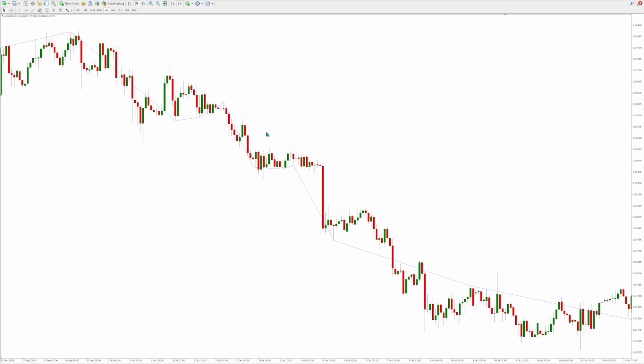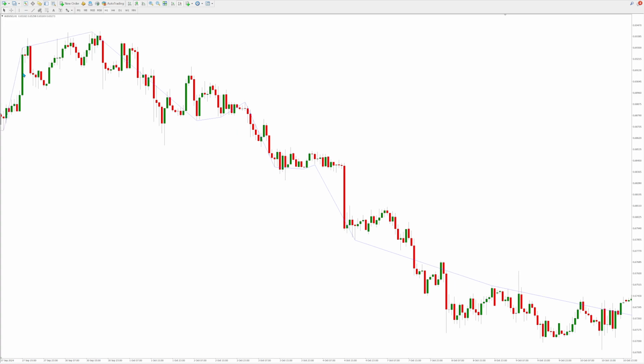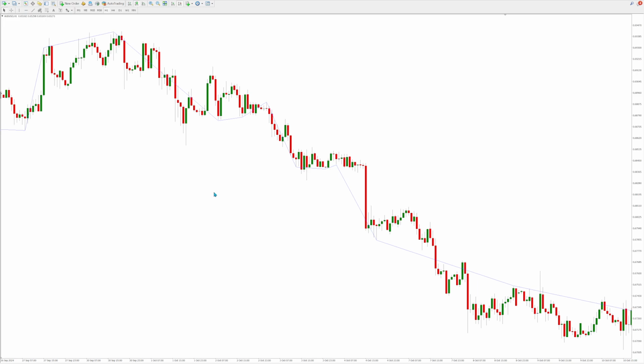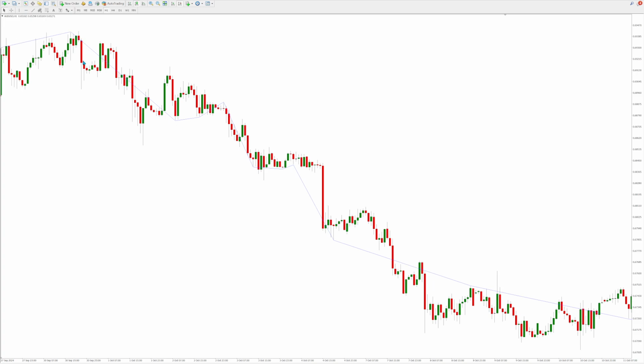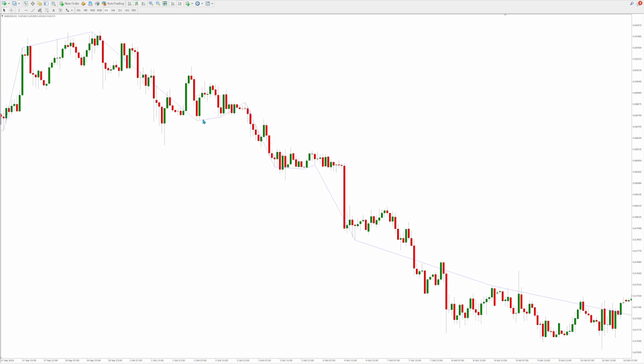So the Demark indicator, you can see here, plots these lines on the chart. The basic premise behind it is to trade in the direction that the line is heading. For example, you see the line is heading downwards here, here, and here. So we'd look to short. One may say, well, here the line turns upwards and continues upwards. You see this little area here.